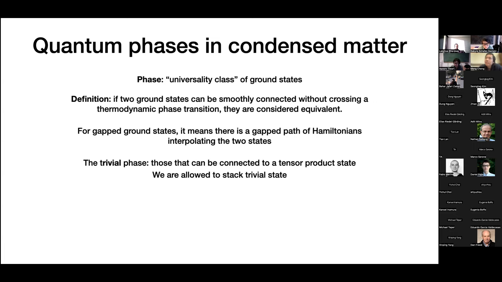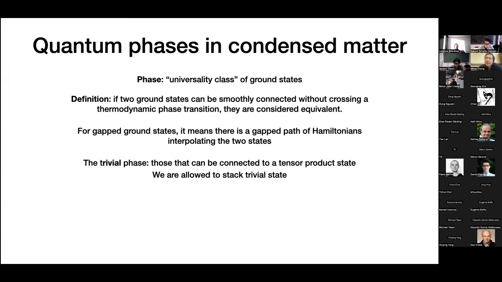So the thermodynamic definition of phase is basically the absence of phase transition. If two ground states can be smoothly connected without crossing any thermodynamic transition, then we consider them to be equivalent. Okay. And then the equivalence class is defined to be a phase. Now we can make it a little more precise and concrete when the Hamiltonian has a gap. So for gapped ground states, this definition can be equivalently stated as the existence of a gapped path of Hamiltonians interpolating between the two ground states.